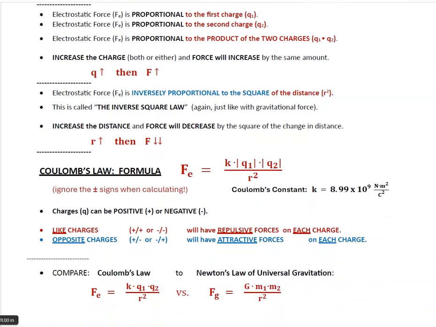And the formula that Coulomb worked out based on these proportionalities is shown here. F sub E, that's the electrostatic force between the two charges, is equal to some constant, K, that we now call Coulomb's constant, times the size of the first charge times the size of the second charge. That's why we have absolute values. We don't care whether they're positive or negative. We just use the positive version in the calculations. And all of this is divided by the distance between the charges, r squared.